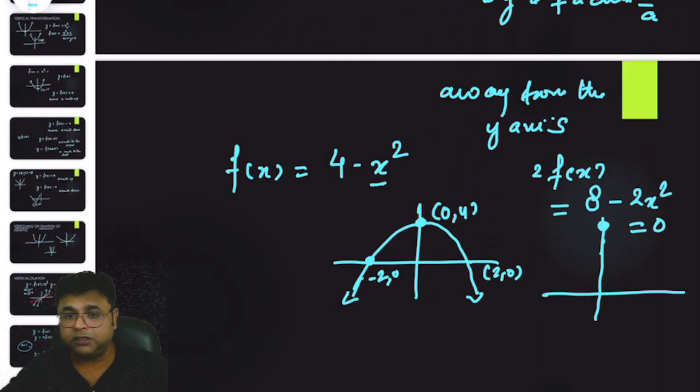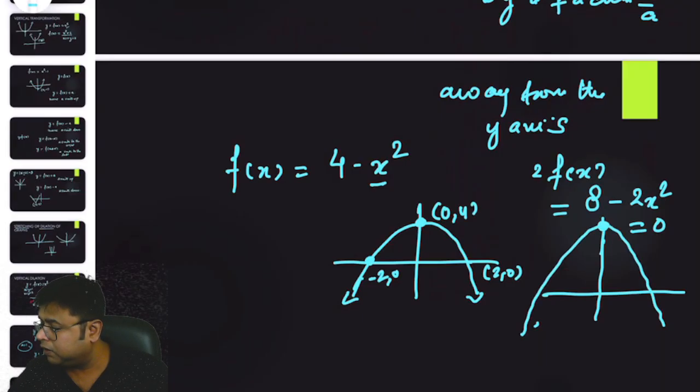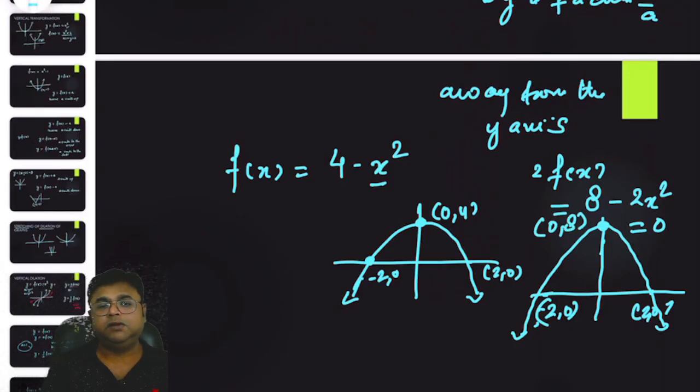Now it will be twice of it, so the graph will be like this. It will move up, or you can say all the y coordinates will increase by a factor of 2. The roots will remain the same, and this will give me (0, 8). This is how the graph looks if I have 2f(x), just to give you an example.